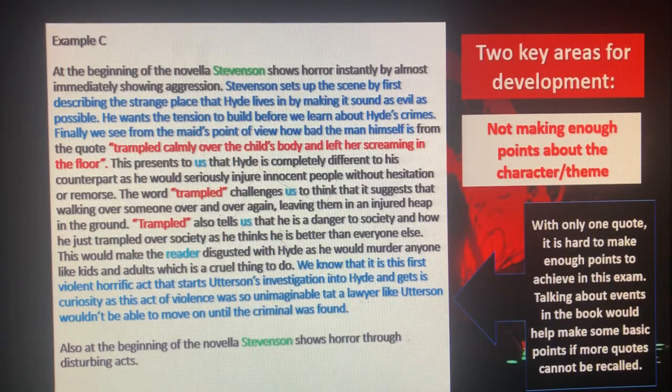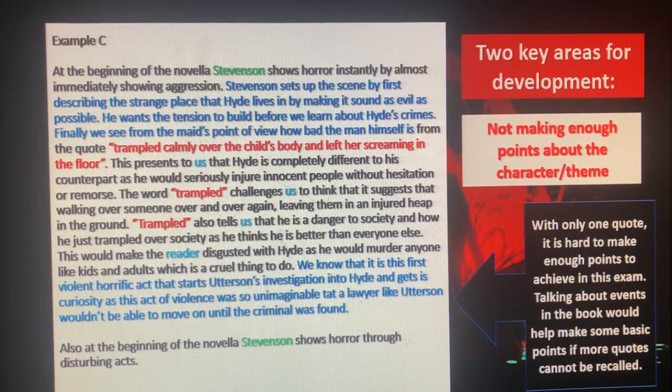So I've added in blue the following. Stevenson sets up the scene by first describing a strange place that Hyde lives in and making it sound as evil as possible. He wants the tension to build before we learn about Hyde's crimes. Finally, we see from the maid's point of view how bad the man himself is. Notice I'm linking to what happened before the act of violence against the small girl, before going on to the quote itself.